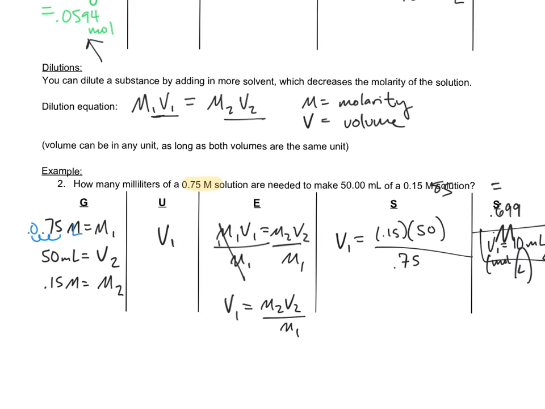And there you have it. That's how you do dilutions. So you could solve for any variable in that equation, M1, V1, or M2, or V2, just depending on what the question asks for, using a wee little bit of algebra.